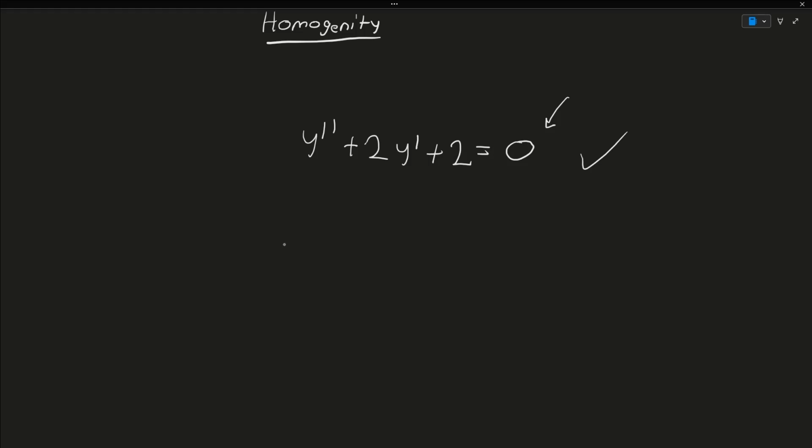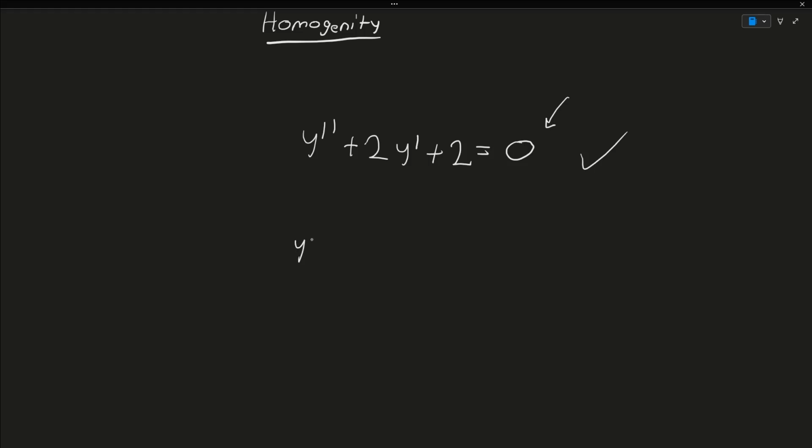So are there cases where the right-hand side is not 0 and we have a homogeneous differential equation? And the answer to that question will be yes. There are cases where the right-hand side will not be 0, but there will be homogeneity.